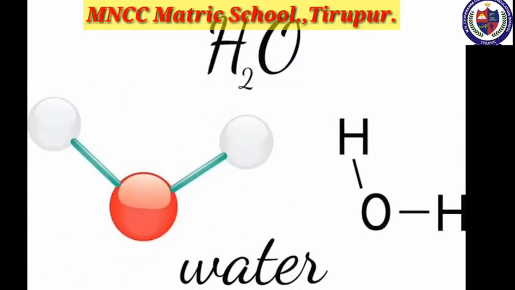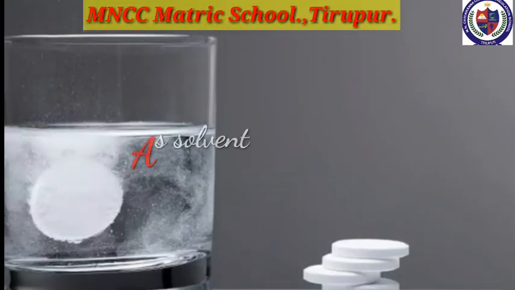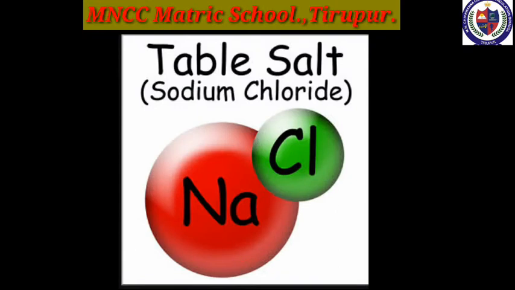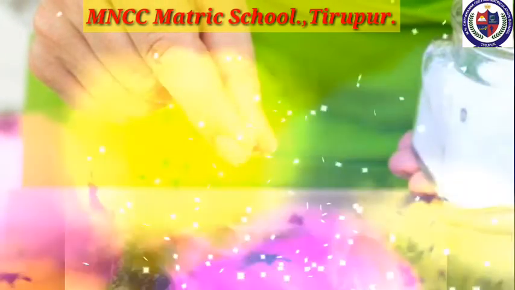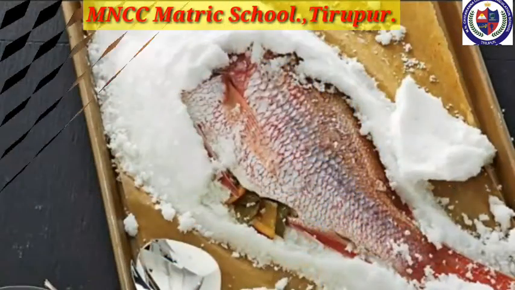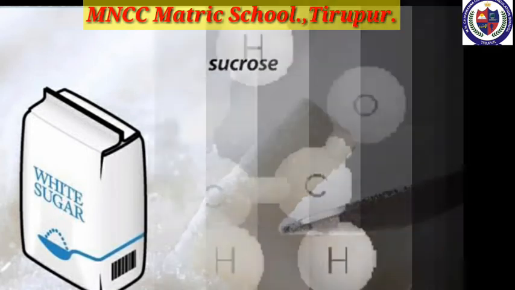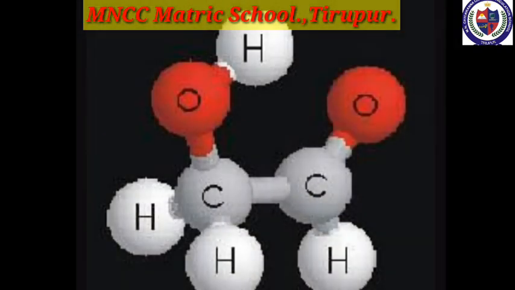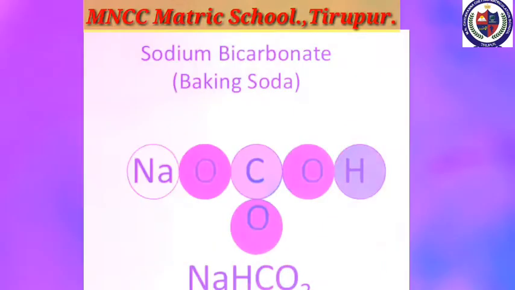Next we move to uses of compounds. Number 1, water. Chemical name of the water is hydrogen oxide. Constituents present in the water are hydrogen and oxygen. It is used for drinking and as solvent. Number 2, table salt. Chemical name sodium chloride. Constituents sodium and chlorine. Uses: essential component of our daily diet, preservative for meat and fish. Number 3, sugar. Chemical name sucrose. Constituents are carbon, hydrogen and oxygen. It is used in the preparation of sweets, toffees and fruit juices.